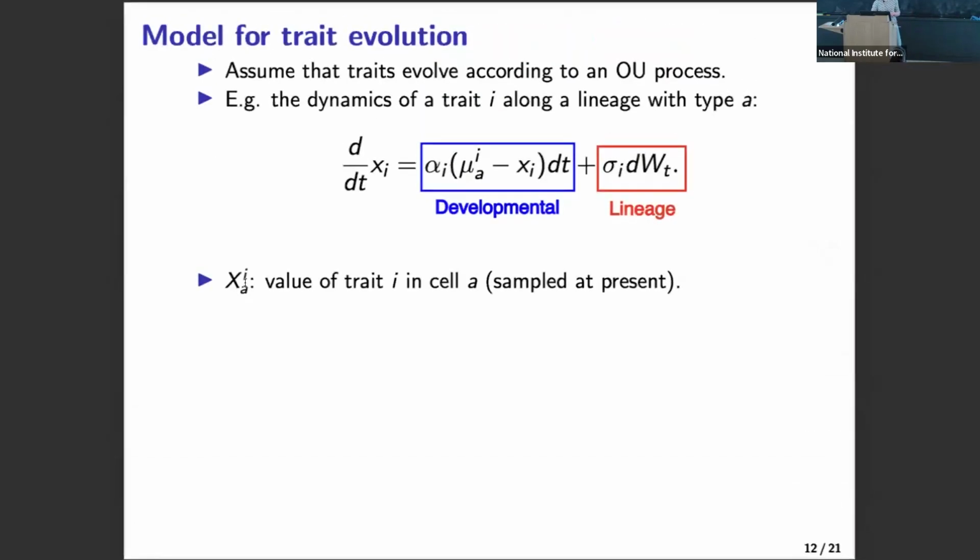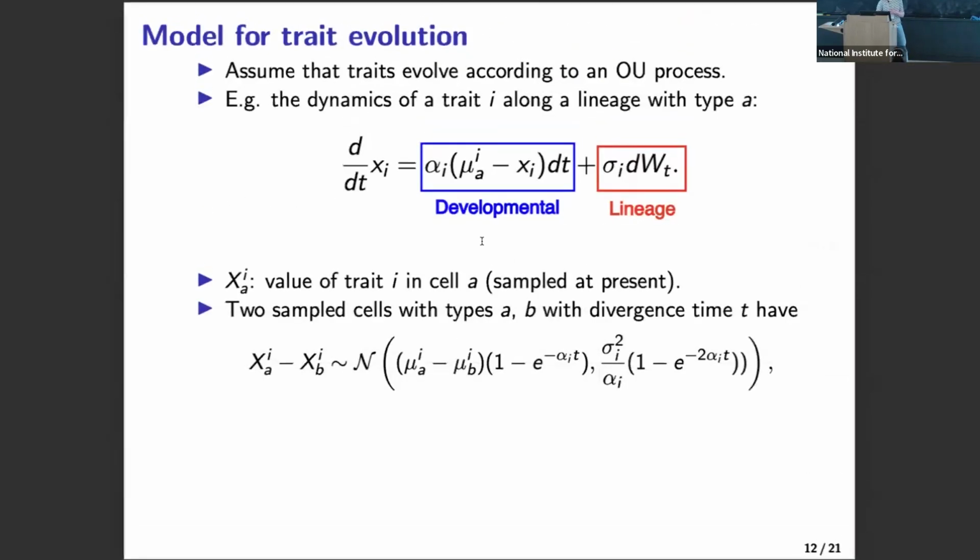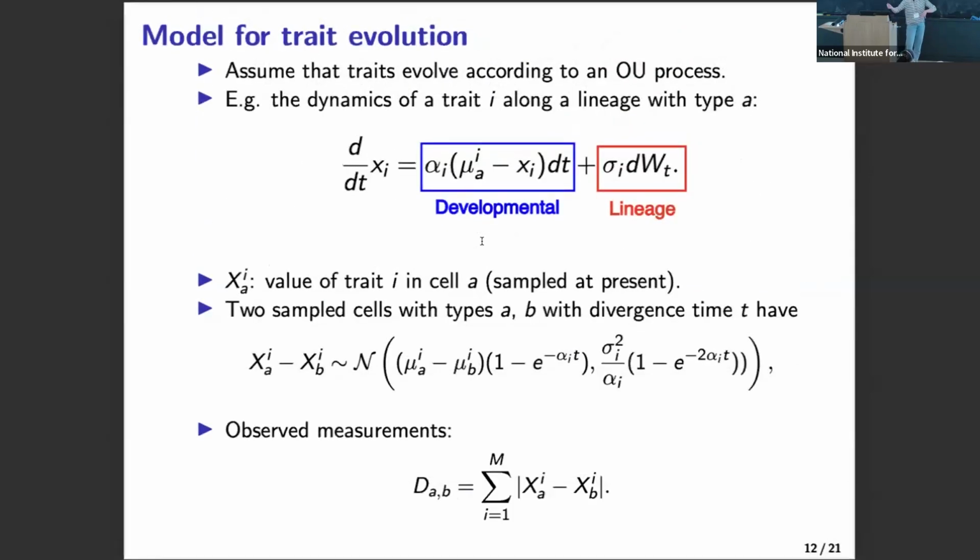So if we let x_ai be the value of trait i in cell a, which has some associated cell type at this time, then we can work out the distance between two cells of potentially different types. And then our final observed measurements will, of course, be the combination of all of these differences across all of the traits. So this is the framework that I'm working in.